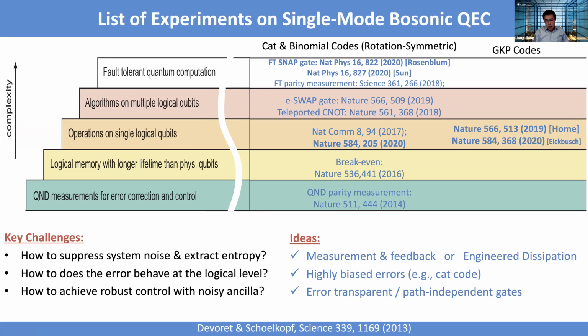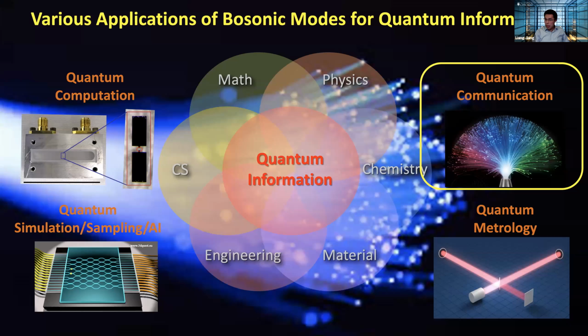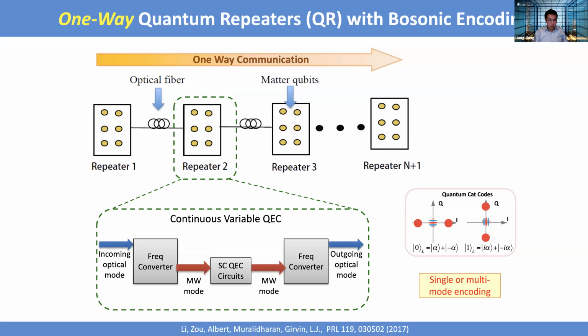But let me also point out there are more applications. For example, we can also use bosonic codes for quantum communication, because just think, every wave packet we send over the fiber channel is actually a bosonic mode. So it's natural to think, can we design more efficient bosonic codes for quantum communication? And one interesting direction would be, maybe we can design good bosonic codes, and then do frequency conversion between optical and microwave and use our capability to create or process non-trivial bosonic modes in the microwave mode, and then convert back to the optical so it can be sent over long distances to the next repeater station to achieve one-way long distance quantum communication.